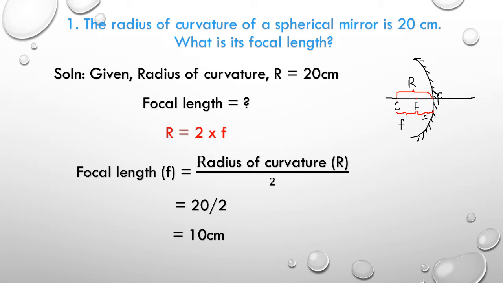is the same as the distance from F to C. So what is the relationship? R, or radius of curvature, is twice the focal length, or focal length is radius of curvature by 2. So 20 by 2 gives 10 cm. So the focal length is 10 cm.